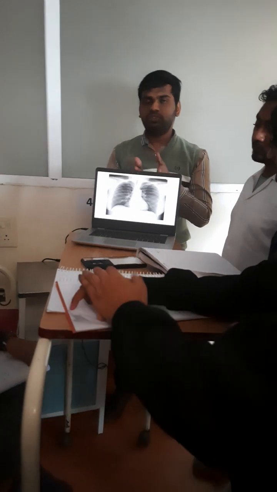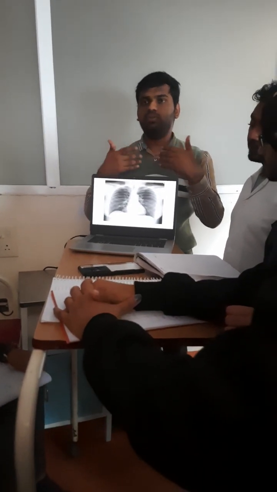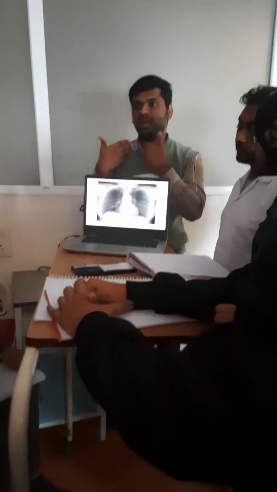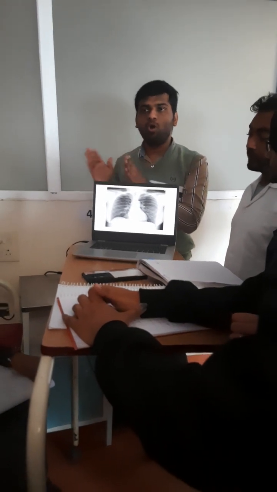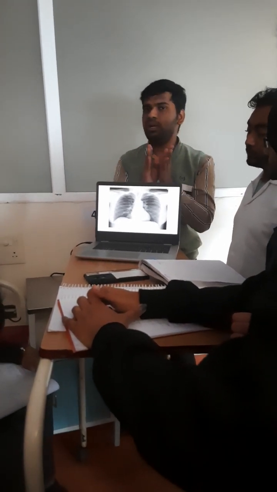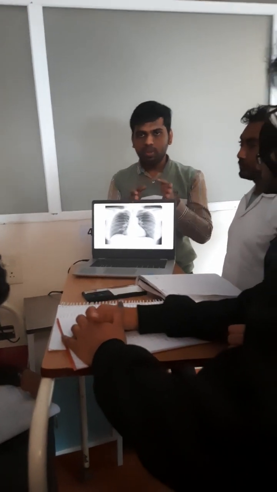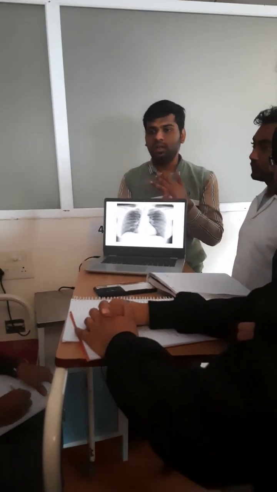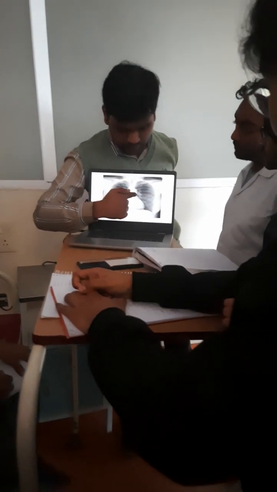So, what we can see in a chest X-ray, PA view or AP view, is the trachea placed centrally or slightly towards the right side. Okay, slightly towards the right side, not grossly towards the right. Then after the trachea, we come to the aortic knuckle.